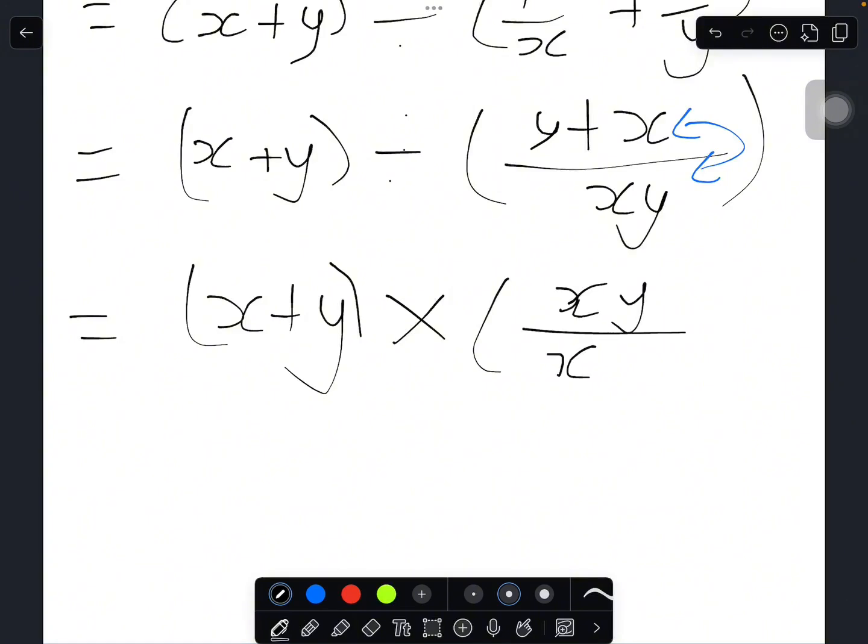over x plus y. Now this x plus y is over 1. And if I look at these terms, I can then see that this x plus y cancels out with this x plus y, and then I'll be left with xy. And that's your final answer.